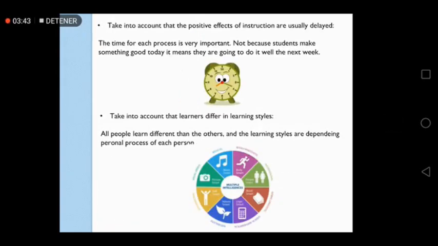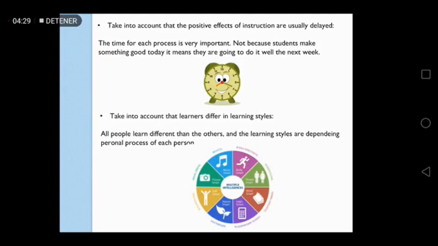Materials should take into account that the positive effects of instruction are usually delayed. The time for each process is very important. Not because students make something good today, it means they are going to do it well the next week. For example, when we work with children, if they understand a topic today or understand some vocabulary, it doesn't mean that tomorrow or the next week they are going to remember that vocabulary or that topic. So for that reason, it's important to give meaningful time for each, in this example, topic or vocabulary.